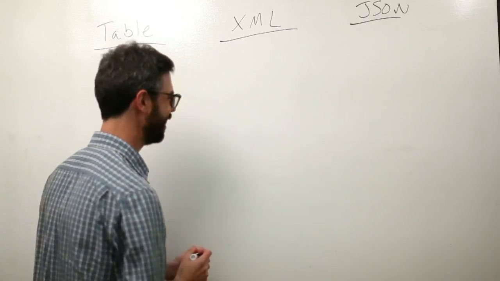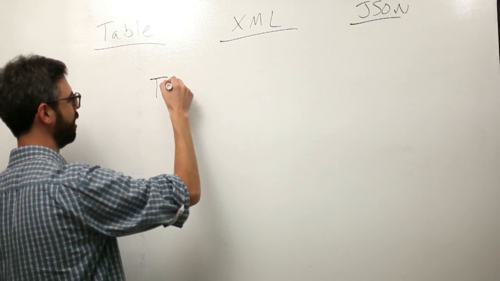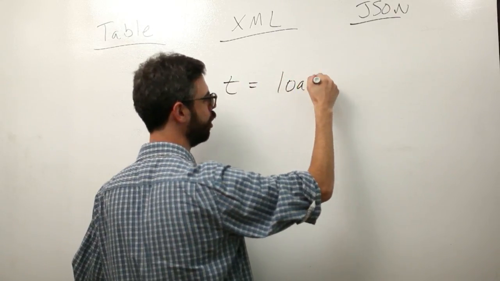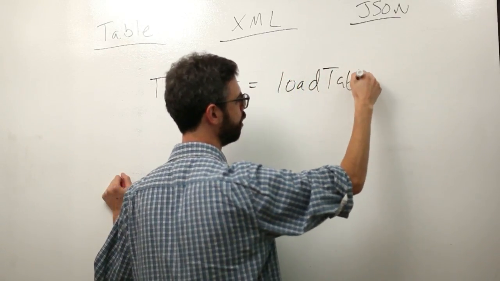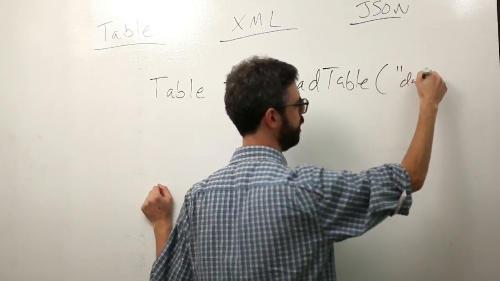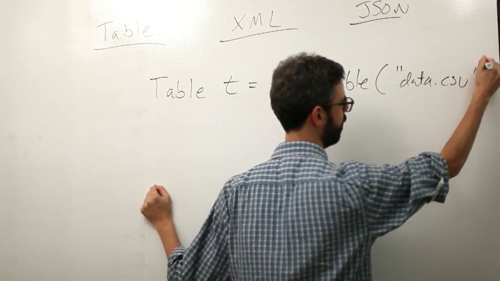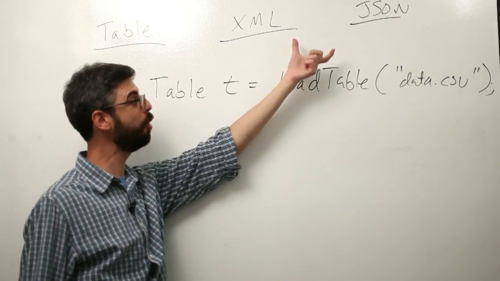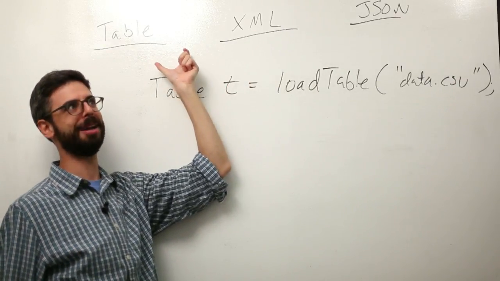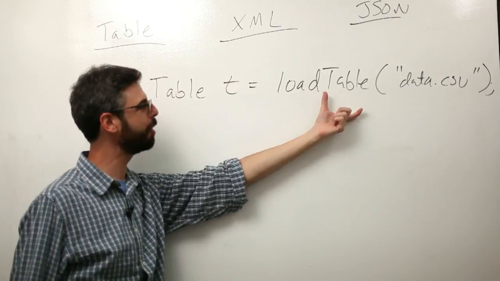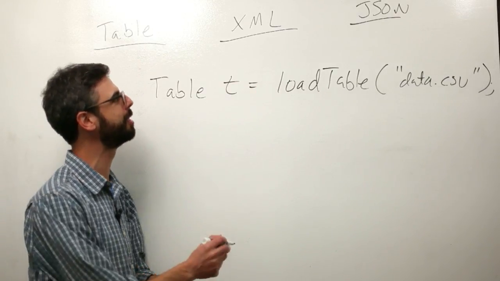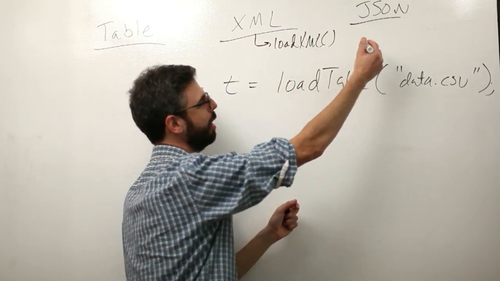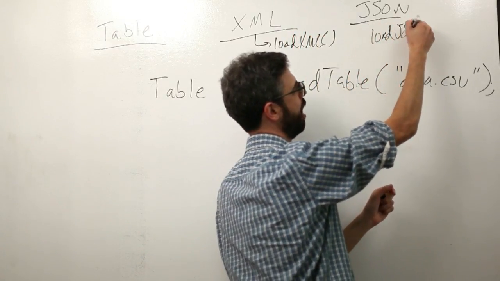Life is good these days, and I can say this: Table t equals loadTable data.csv. So I can take this particular file and load it into a table object. loadStrings gives me an array of strings. loadTable gives me a table object, and we're going to see shortly loadXML and loadJSON as well.